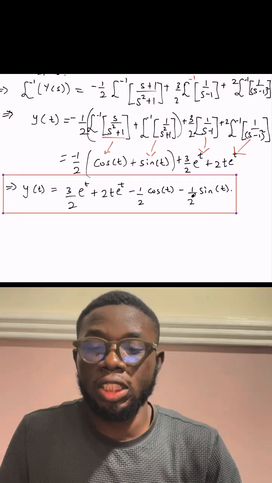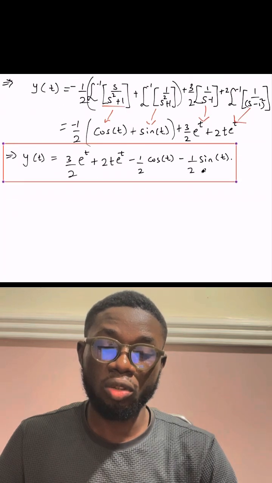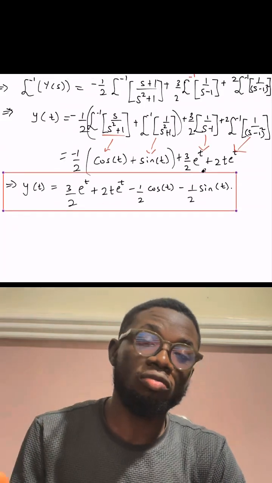So you can see how Laplace transform is very, very sweet, and it made life so easy for us. We're able to solve for the solution.